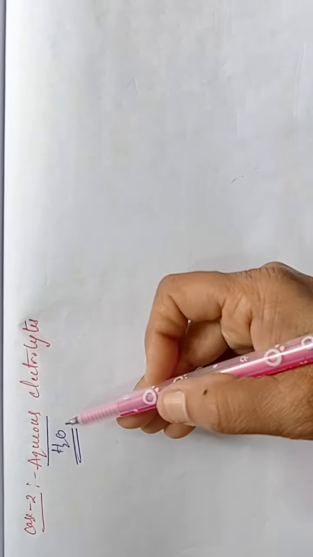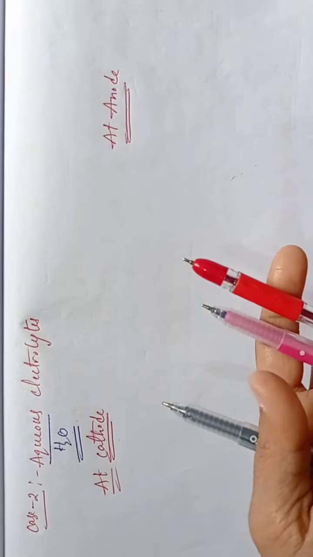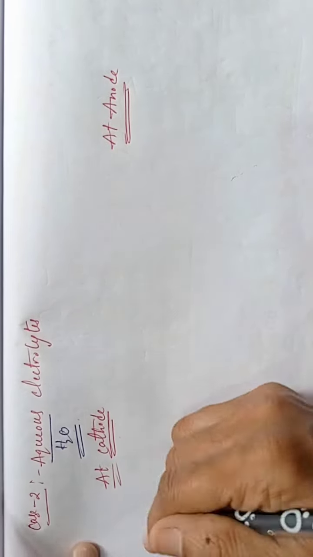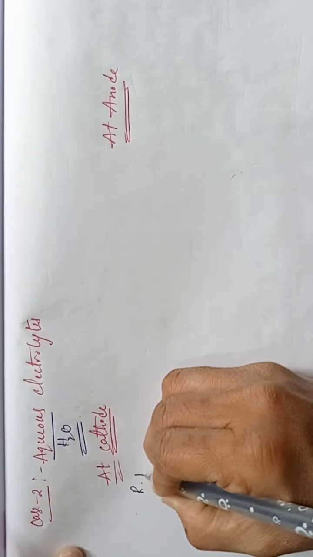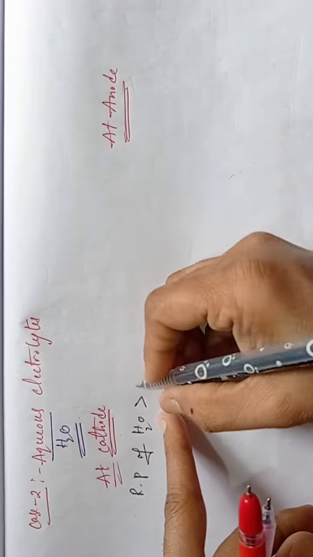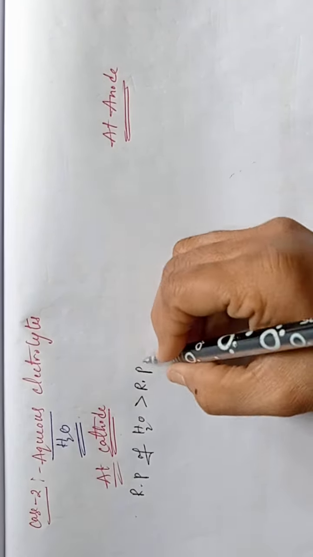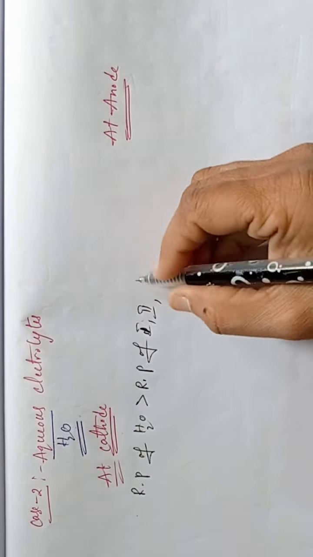Now see, students, you have to remember two points here: at the cathode and at the anode. First, at the cathode. At the cathode, which reaction is taking place? Reduction. So the reduction potential of water is always greater than the reduction potential of Na plus, that means first, second and 13th group elements.